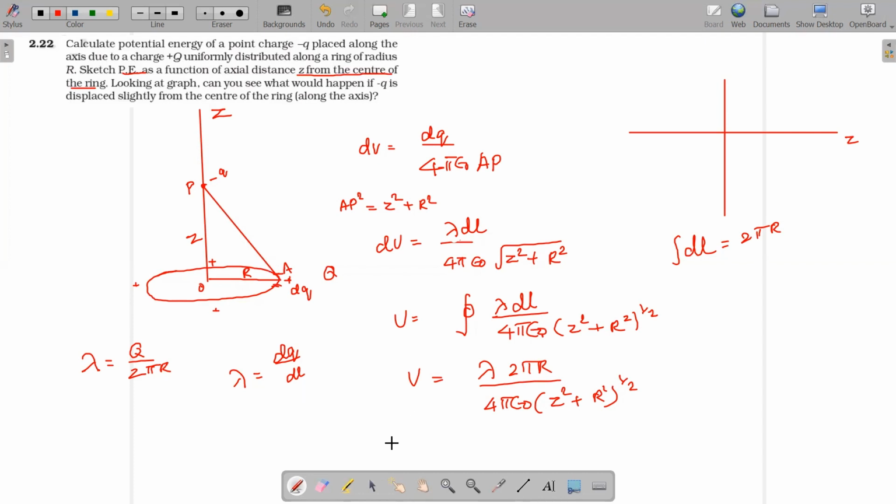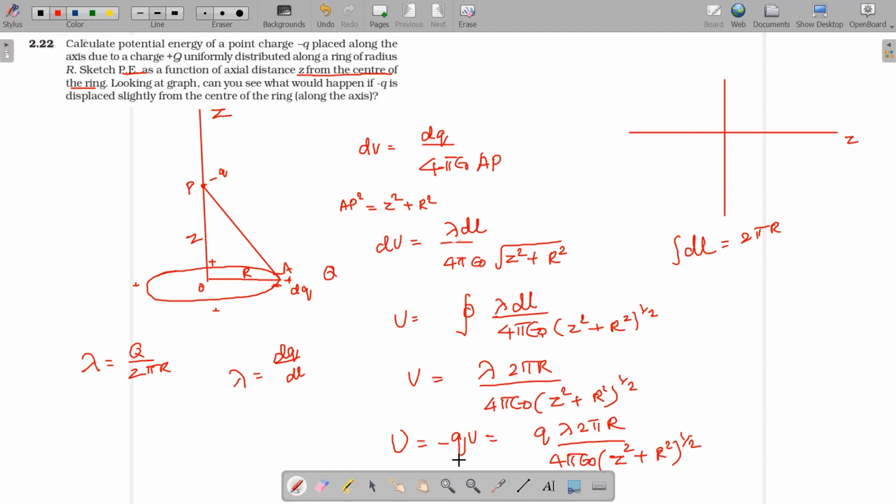What is the potential energy? Potential energy is QV. Here the charge is minus Q, so the formula will become Q into lambda into 2 pi r divided by 4 pi epsilon naught into Z squared plus R squared to the power of half. That's all. This is the formula to calculate potential energy.